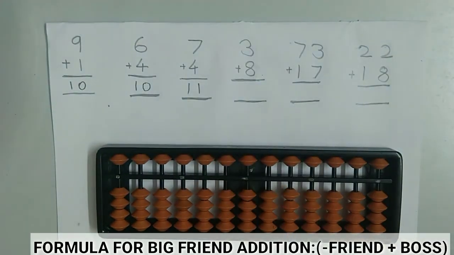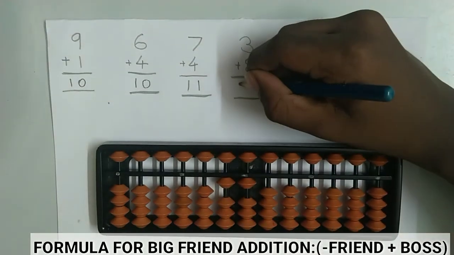Let's try 3 plus 8. First we have to represent 3 and the friend of 8 is 2. So we have to subtract 2 because 2 is the friend and add 10 because 10 is the boss. So 3 plus 8 is 11.